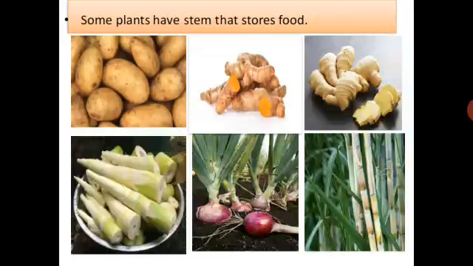Some plants have stems that store food. Here are examples of stems which have stored food in them. Potato, turmeric, ginger, bamboo shoots, onion and our favorite sugarcane. Inside those stems, the plant's extra food is stored.